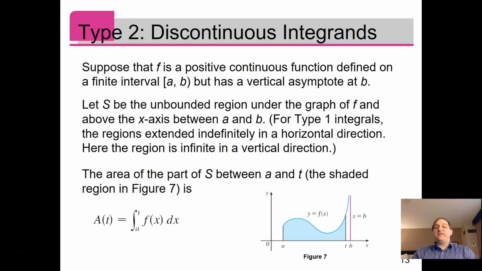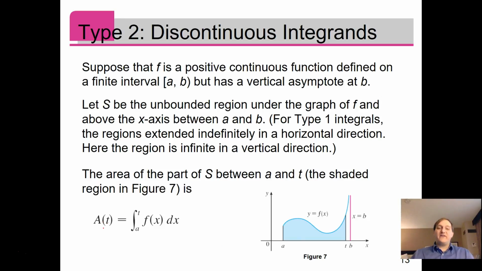All right, so S is the unbounded region under the graph of f and above the x-axis between a and b. So the difference here between type 1 and type 2: in type 1, the region was extended indefinitely in a horizontal direction, so along the x-axis. Here the region is going infinite in a vertical direction, so parallel to the y-axis. All right, so here we have our lovely picture, and we see that t is a number that is greater than or equal to a and less than b, and we want t to approach b.